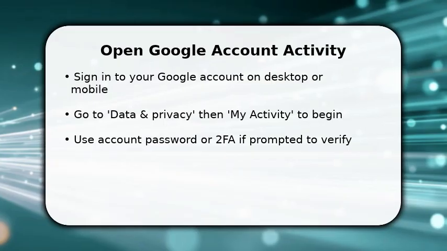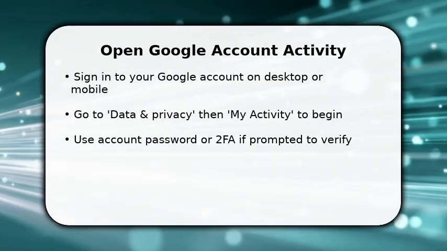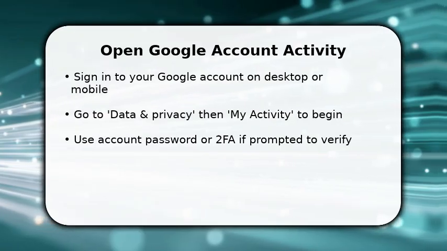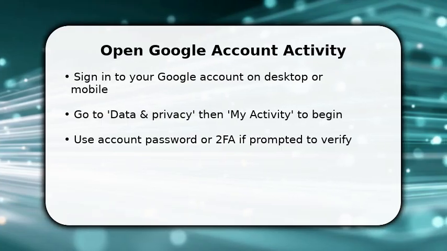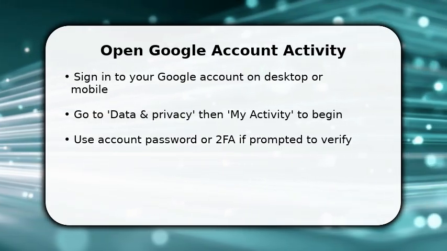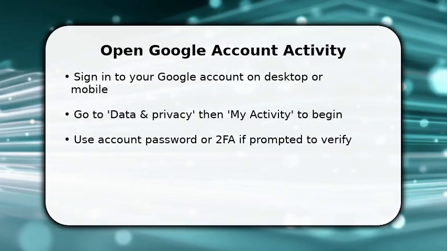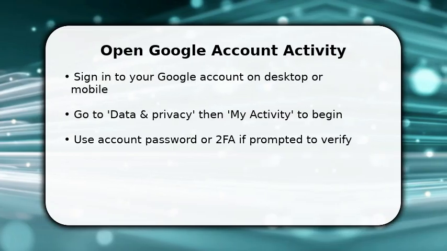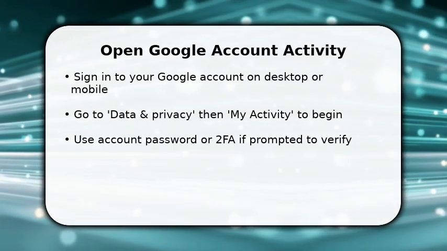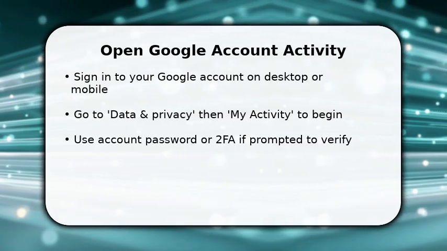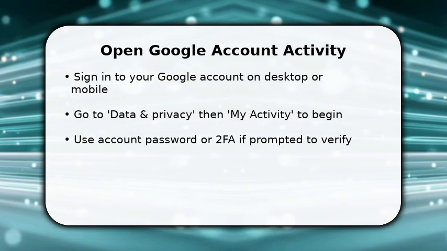You start by signing into the Google account you want to inspect. Once signed in, open Settings and tap Data and Privacy, then select My Activity. This brings up your recorded actions. Make sure two-factor authentication is ready if Google asks. This keeps access secure. Next, use the search box or filters to narrow results by product, date, or keyword. This first step locates the raw history items you will review and prepares you to refine what to examine next.